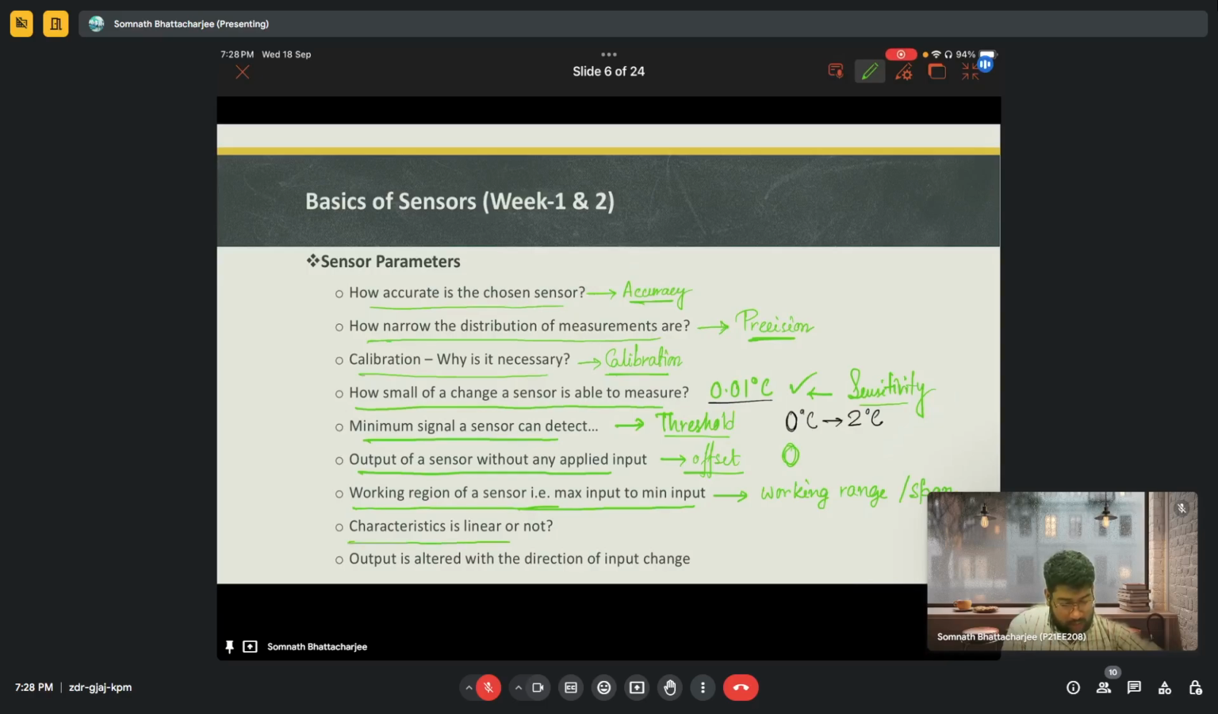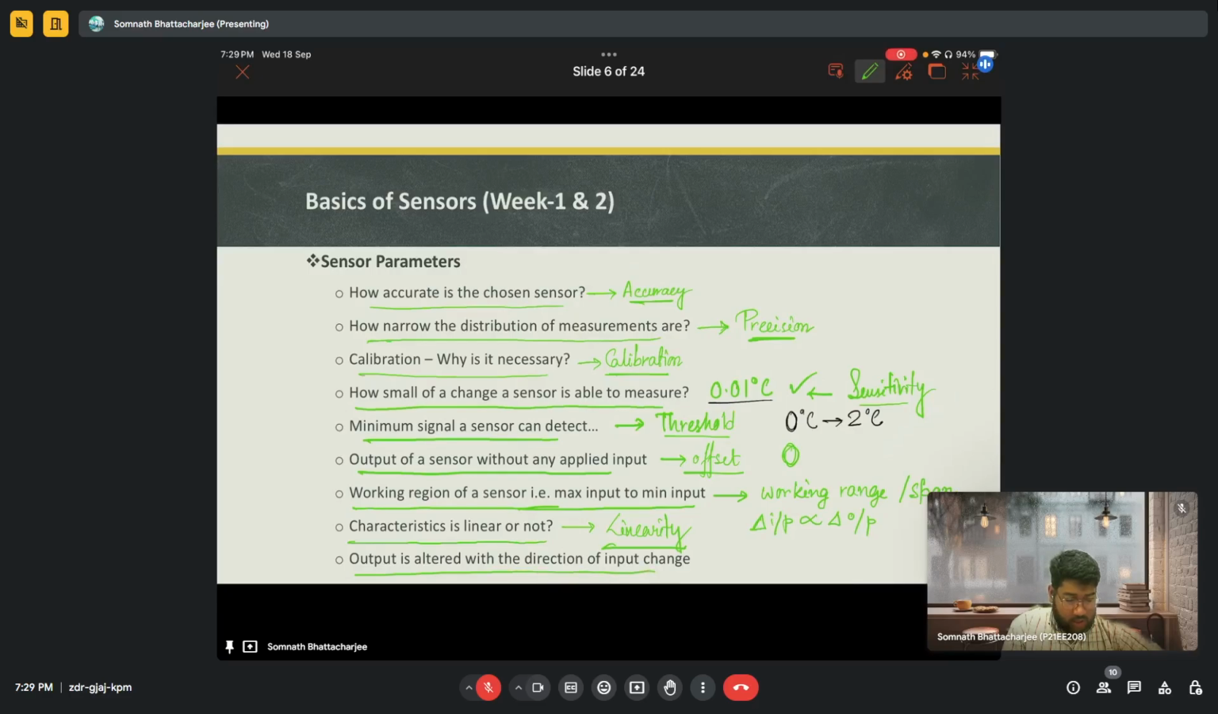If your sensor characteristic is linear, what does it mean? This is termed the linearity factor. If your sensor is linear, then based on the input change, your output will change similarly. If your sensor is not linear, then based on the input change, the output may be higher or maybe lower as well. So this is a linear sensor, obviously, and if your sensor is not linear, there will be maybe a higher change or lower change in the output.